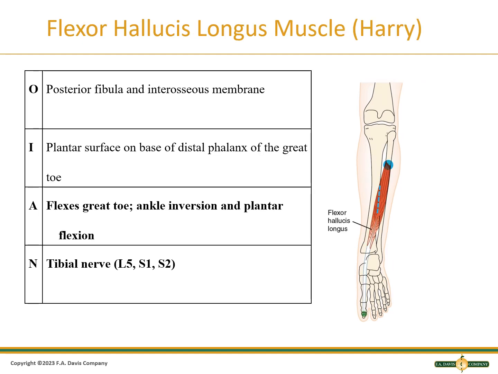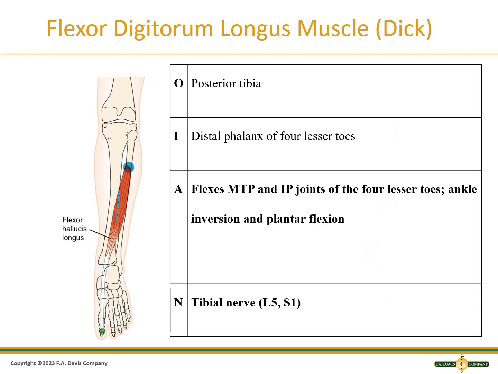Flexor hallucis longus, or hairy, originates on the posterior fibula and interosseous membrane to insert on the plantar surface on the base of the distal phalanx of the great toe. So it flexes the great toe and causes ankle inversion and plantar flexion and is innervated by the tibial nerve. And flexor digitorum longus, stick, originates on the posterior tibia to insert on the distal phalanx of the four lesser toes to flex the MTP and IP joints of the four lesser toes, also causing ankle inversion and plantar flexion, also innervated by the tibial nerve.